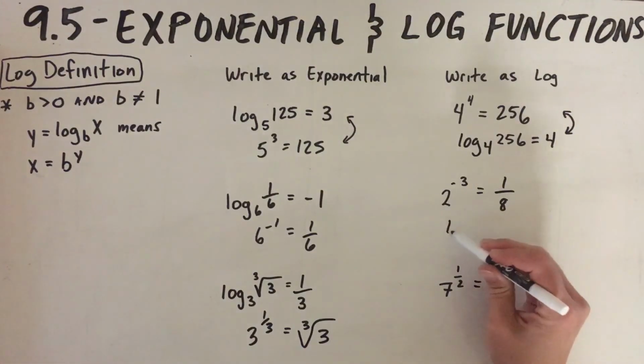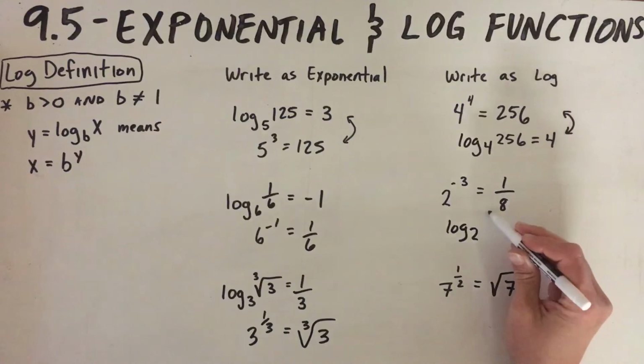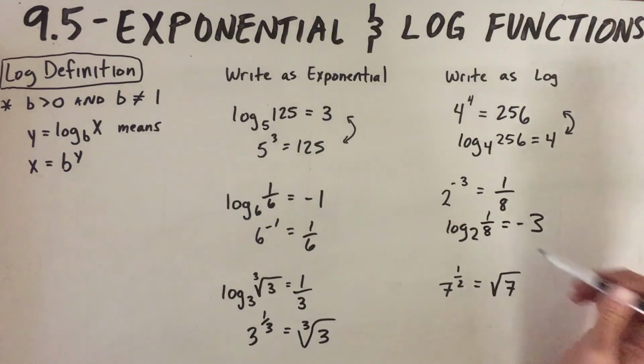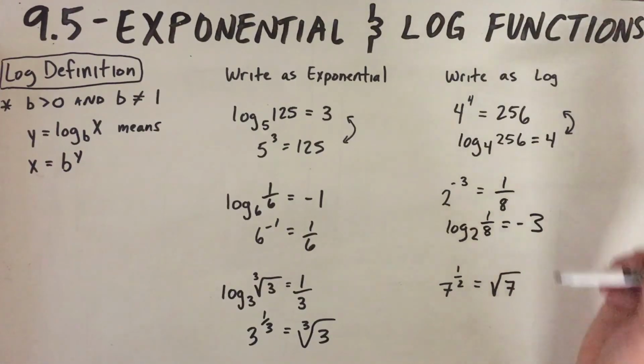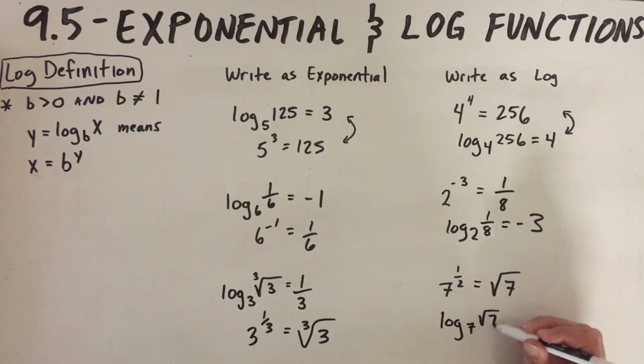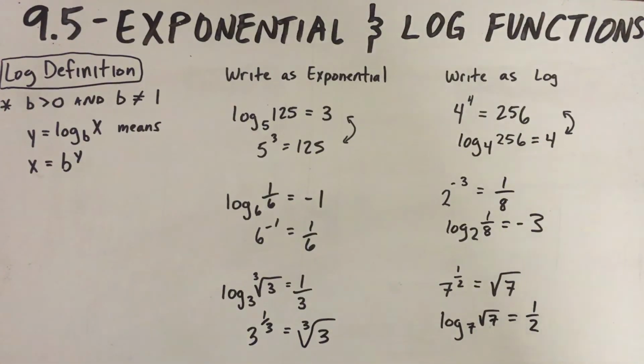Okay, so this one will be log, our base here is 2, so log base 2. Then I'm going to switch the x and the y. So that's the log form of this exponential equation. Here I'm going to have log base 7, and then I'm going to switch x and y. All right, so that is just writing logs, or understanding how exponential and logarithmic functions interact with one another and how they're related.